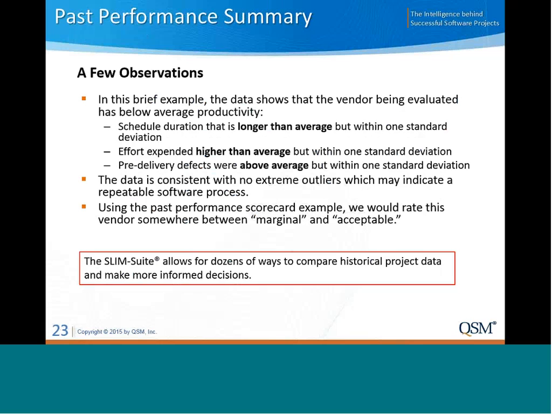So a few summary observations just based on these example slides. This vendor, certainly on the positive side, was able to provide past performance metrics, and they have some consistency with their data, no extreme outliers, so it looks like they have a stable process. But of course, on the downside, they have below average productivity in both speed of delivery and effort efficiency, and it appears that maybe quality as well. So you might score this vendor somewhere between marginal and acceptable as an example.